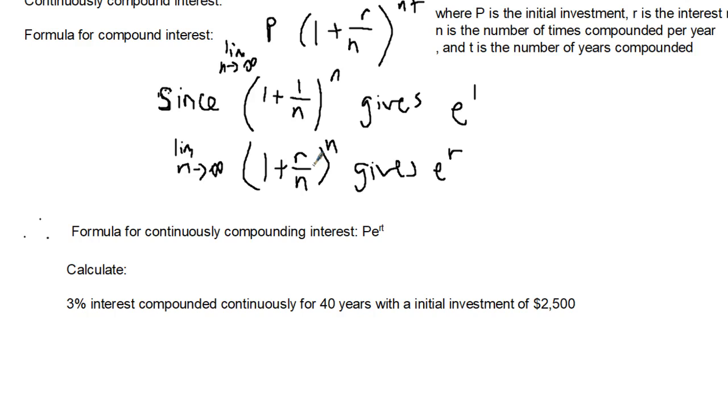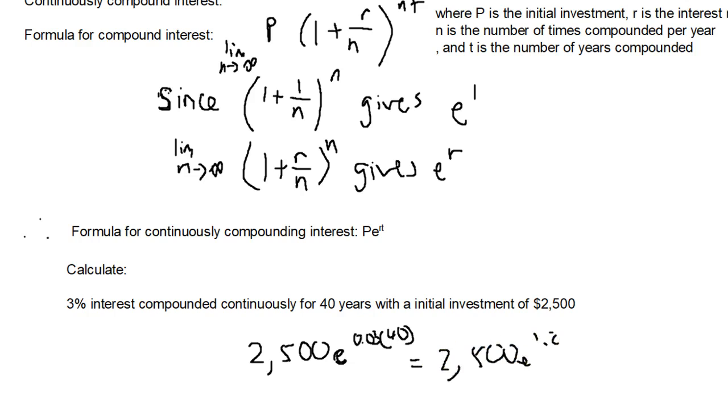So the formula for continuously compounding interest is P e^(rt), where P is the initial investment or the principal, r is the rate, and t is the time. So 3% interest compounded continuously for 40 years with an initial investment of 2,500 is 2,500, right? That's P, and then e, and then r is 3% interest, 0.03, and then t is 40.